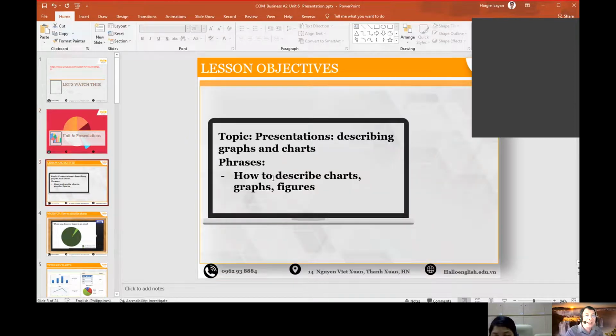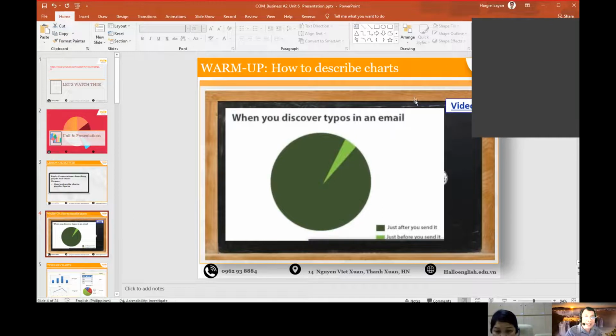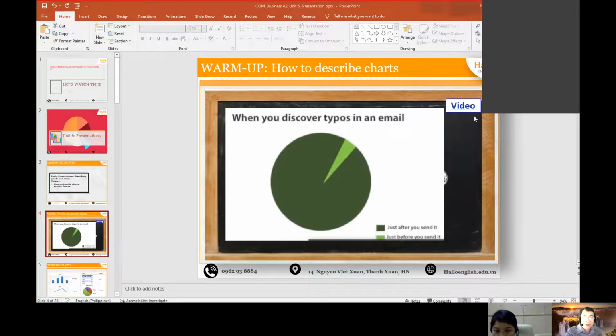Now, in this particular lesson, we are going to learn about presentations and how we are going to describe graphs and charts. And we will also be learning how to describe charts, graphs, and figures using a lot of techniques. Okay? Now, let's have a warm-up activity first.